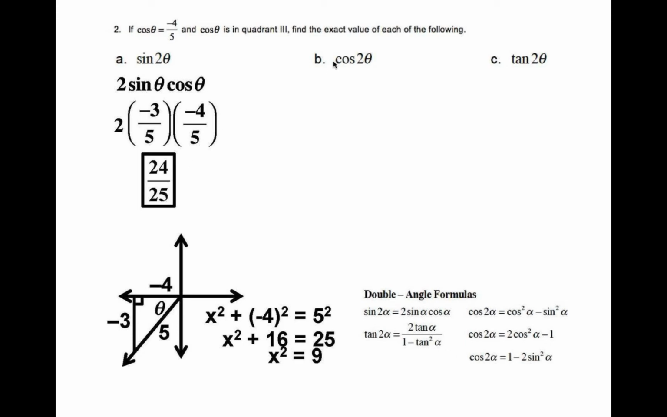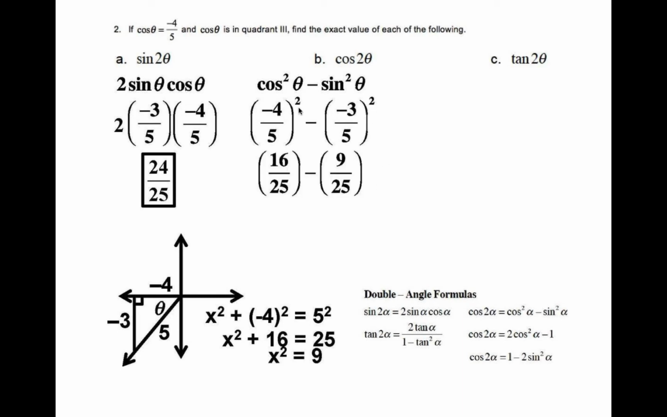All right, doing part B, you have the double angle for cosine. So that's cosine squared theta minus sine squared theta, just writing the formula down. The cosine ratio was negative 4 over 5, and that's being squared. The sine ratio was negative 3 over 5, and that's being squared. Shower the power, you get a positive 16 over 25 minus a positive 9 over 25. And then you just subtract 16 minus 9 is 7 over our common denominator, 25.